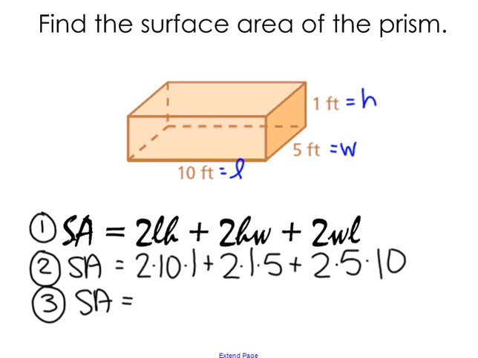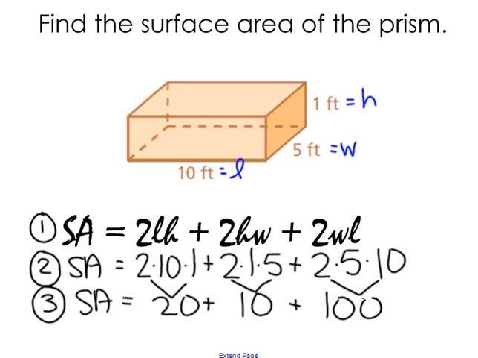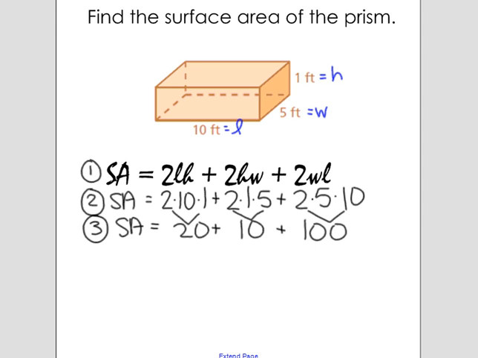Order of operations tells us to do all of our multiplying first. So 2 times 10 times 1 is 20. 2 times 1 times 5 is 10. And 2 multiplied by 5 is 10, times 10 again is 100. And then we can go ahead and combine these together to get a total surface area of 130.